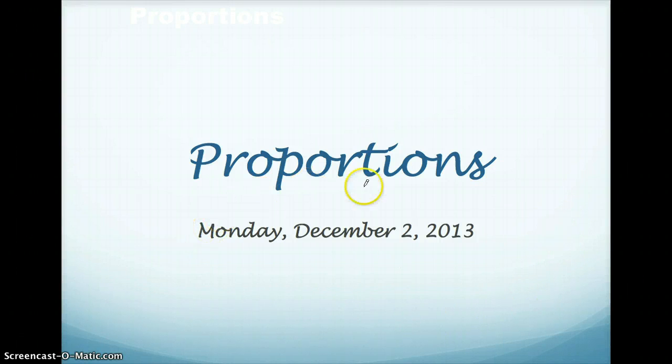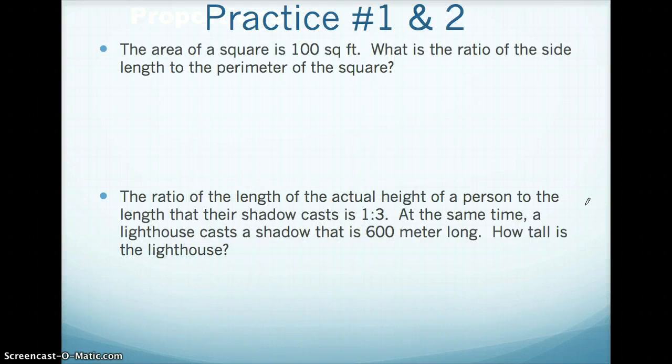Today we are reviewing proportions. Please make sure you are taking notes. Here's a couple problems. Please pause the video now and try it on your own first.